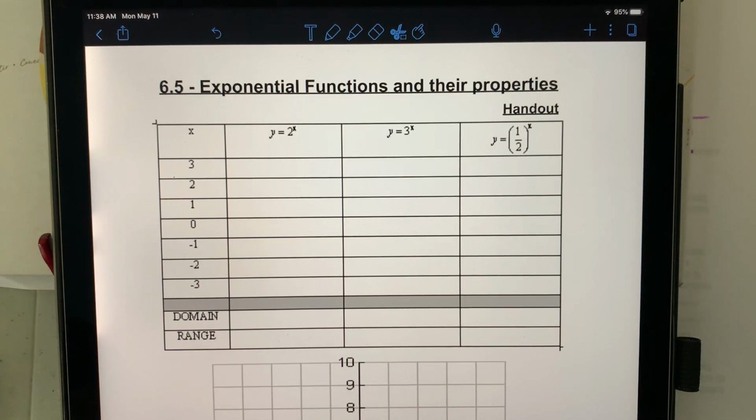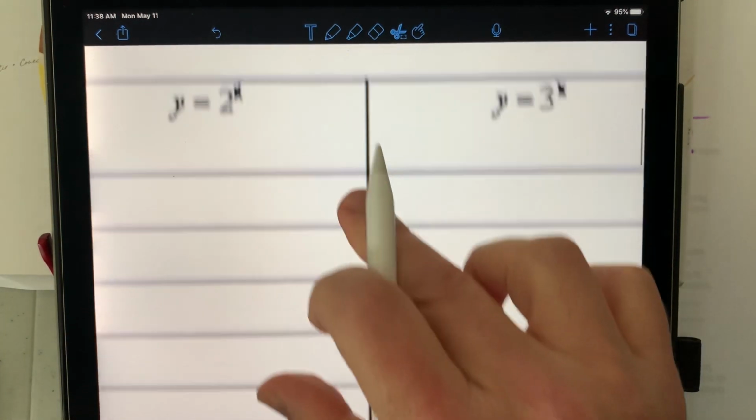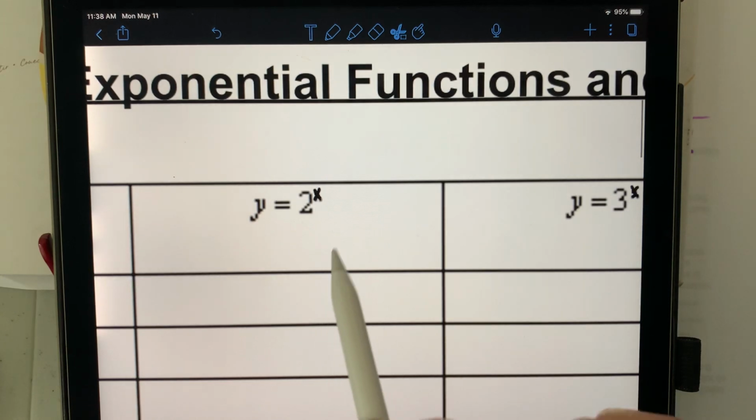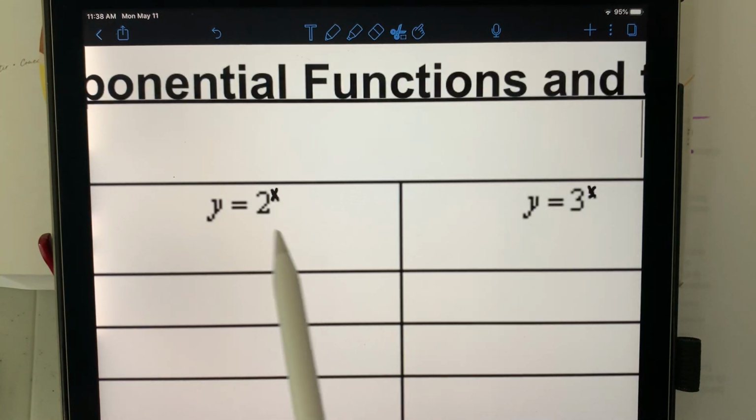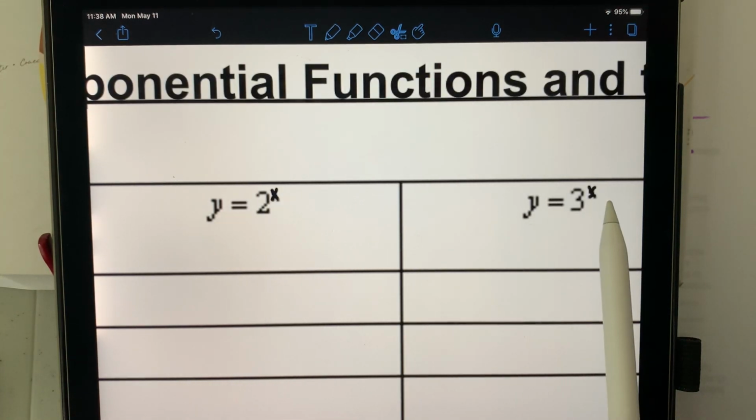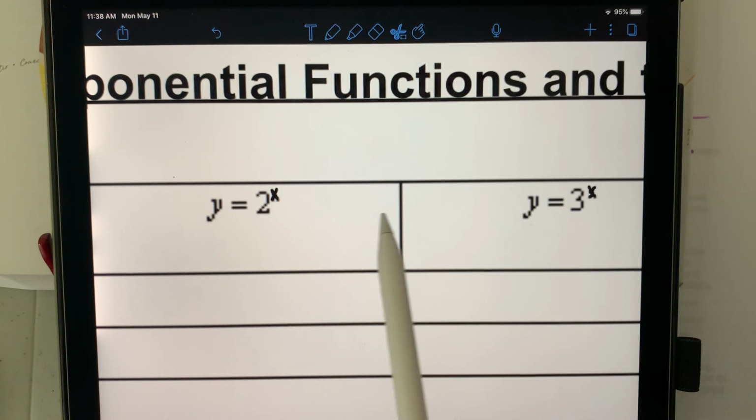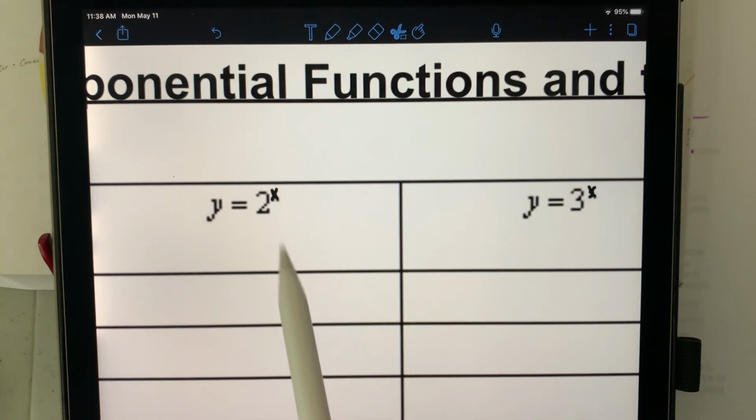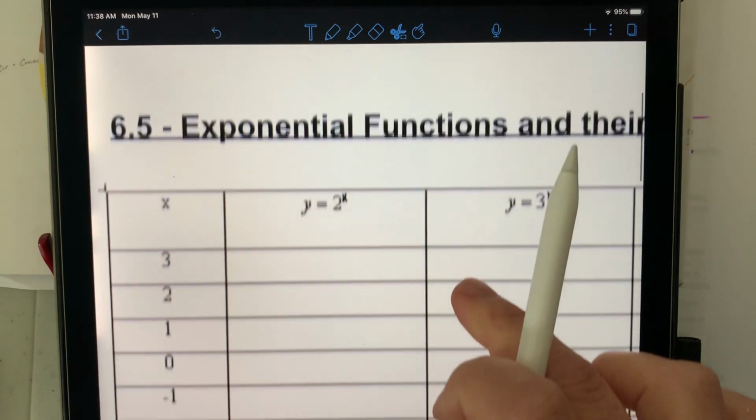Let's talk about the properties of exponential functions. So first of all, let's look at this equation. What do you see that's different? See, x is in the power. It's actually not lying on the floor like it used to be. That is part of the exponent, and that's what makes an exponential function.